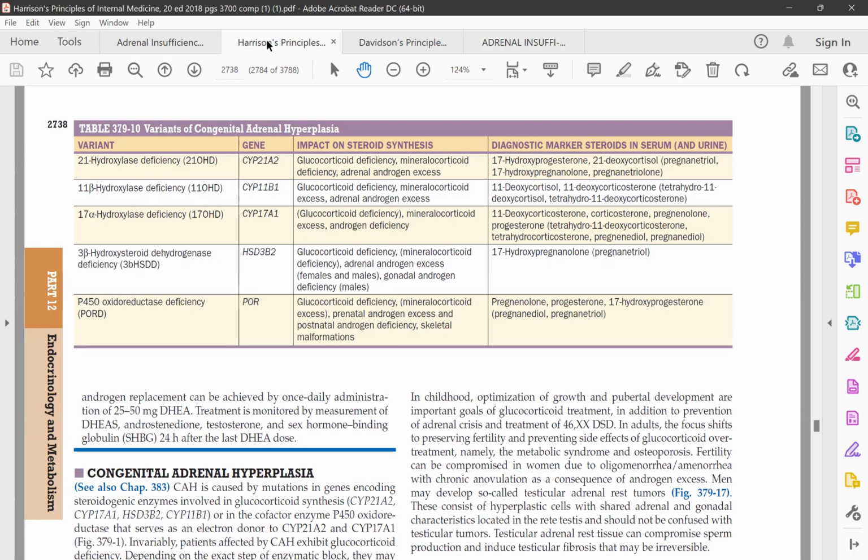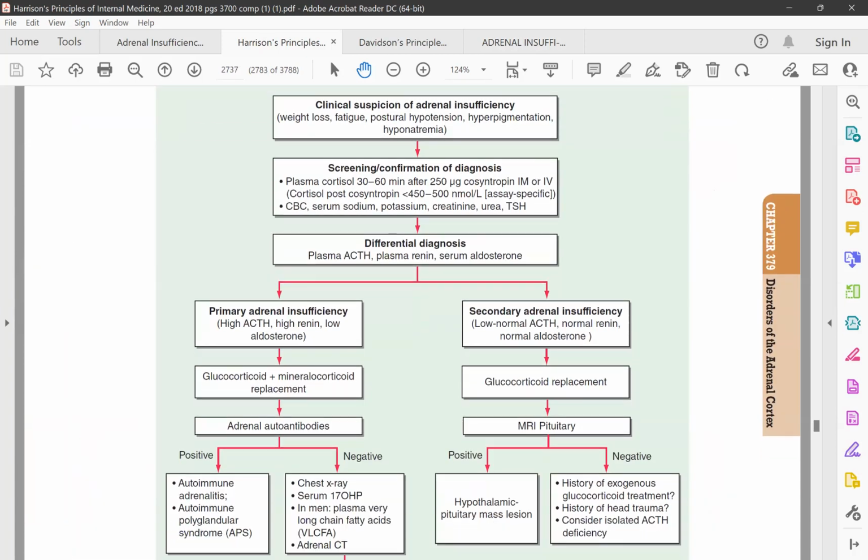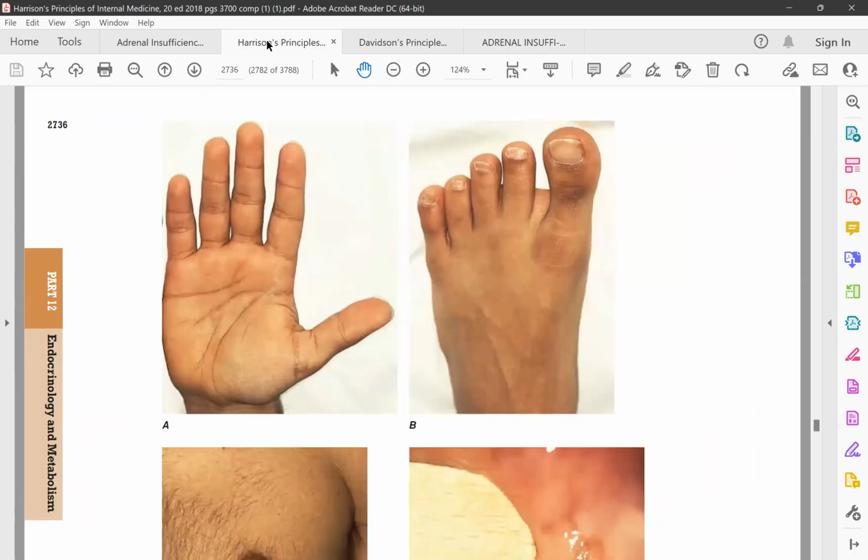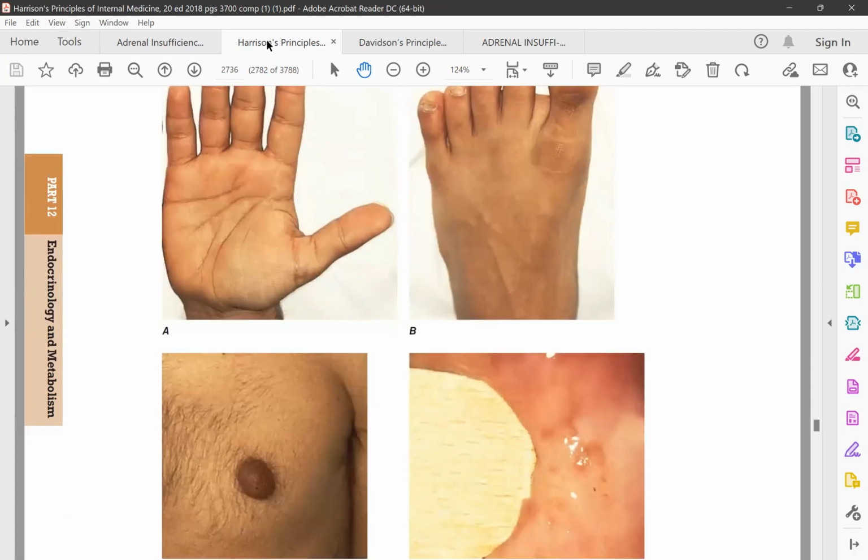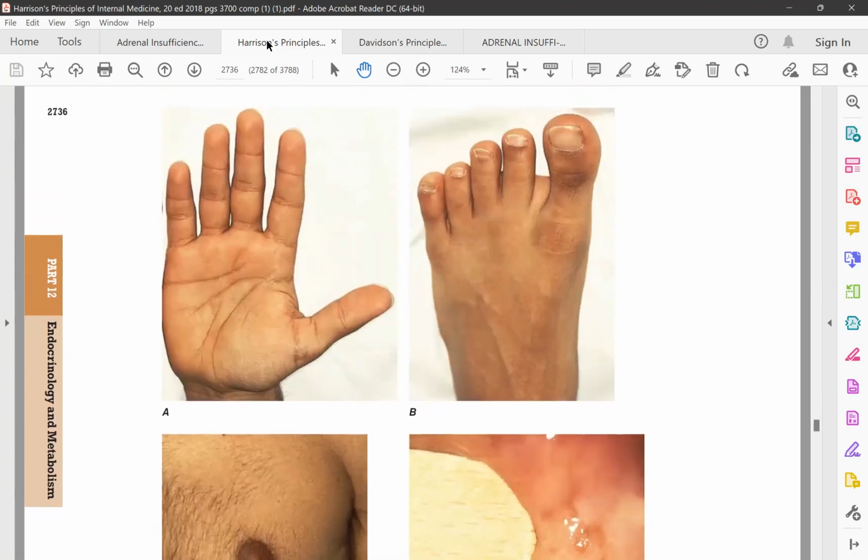Look at that chart in Harrison, the variants of this one. This you have already shown. And this is the pigmentation. You can see the pigmentation of the creases, and also the pigmentation of the nipples and axillary areas, and palatal pigmentation can also occur. On the dorsum of the foot, you can see the hyperpigmented patches. This is in a very fair man, but in Indians you see a very different picture.